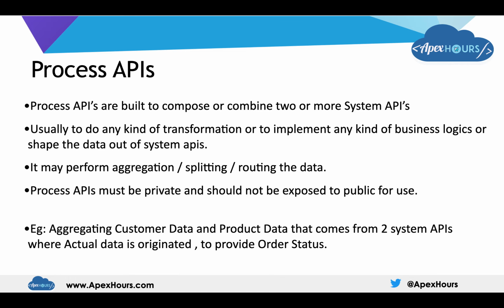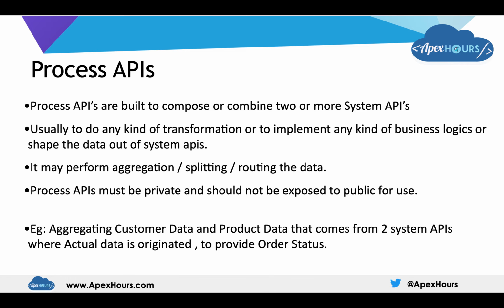Suppose you want to have order status. You have product details in some Oracle database, so you will create one system API for Oracle, for order product data. And you have customer details also in the order status. Imagine that customer data is in Salesforce, so you will create another system API which connects to Salesforce. So now we have two system APIs.